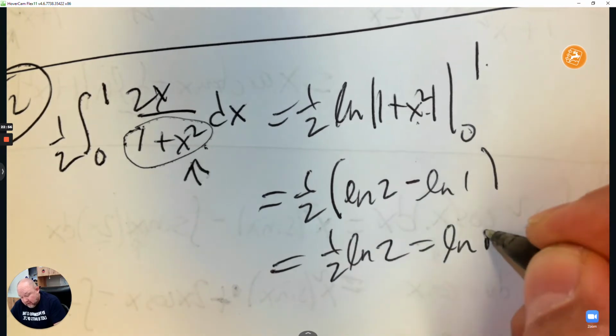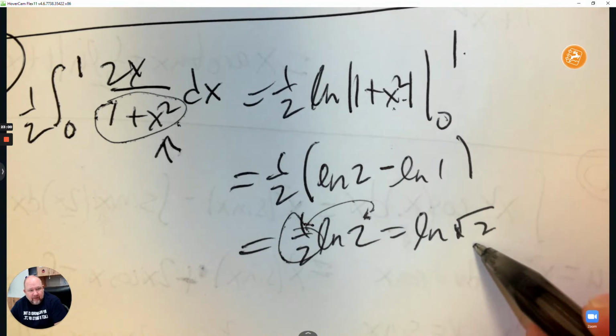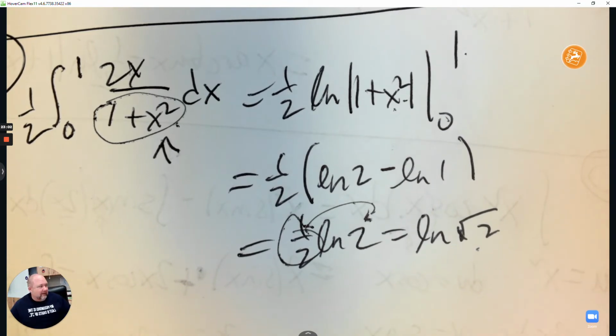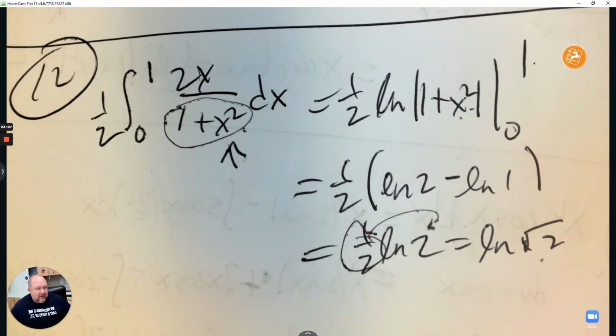For fun, that could also be written like this, because of a logarithm property, that could be the exponent on 2. Just different ways that the AP exam could trip you up. But not you. You got this. Number 13.